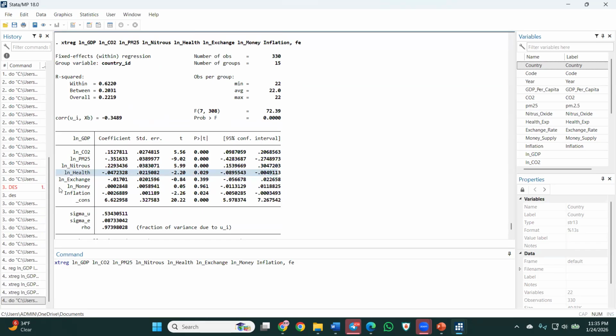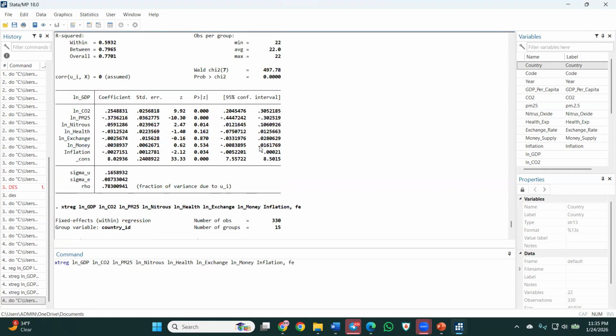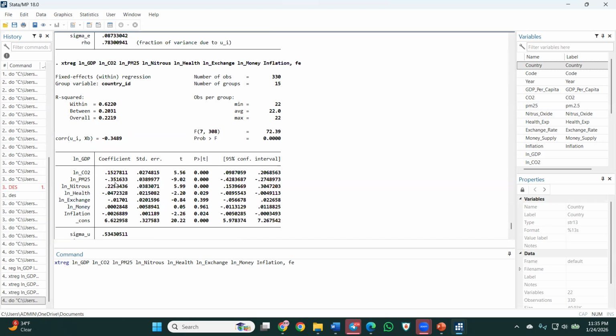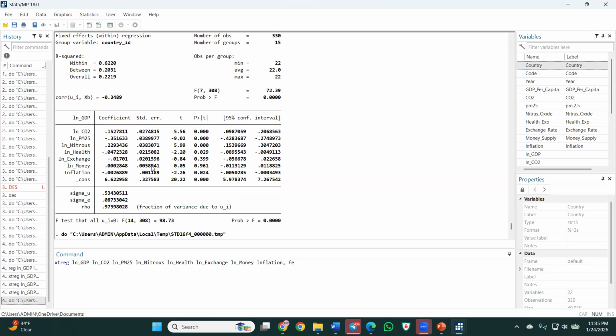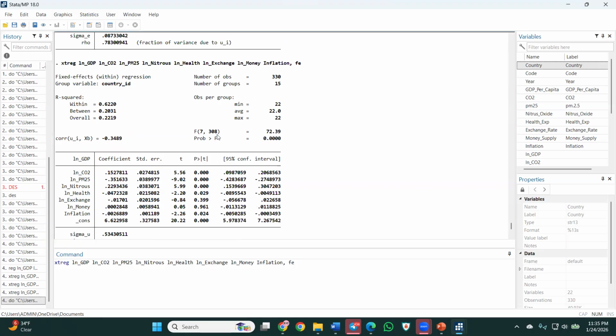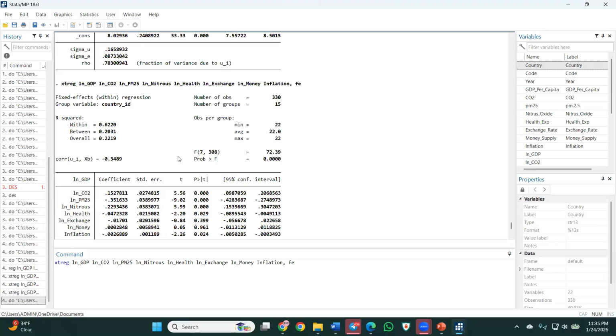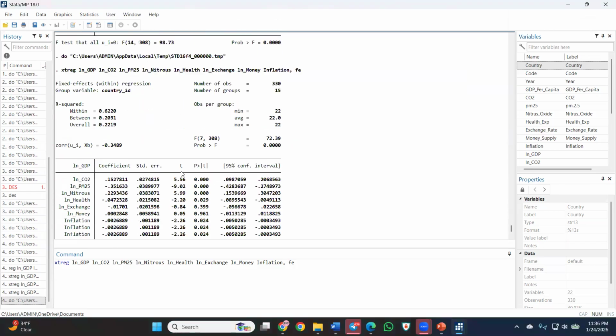So I think for the fixed effect, money and exchange rates are insignificant. So here, money, exchange rate, and health are insignificant. So it has a similar result, but it does not mean they are the same. They are not the same. If you want to use a basic model, you can use the Hausman test to determine, or you can use one as your main model and then use the other as your robustness model.